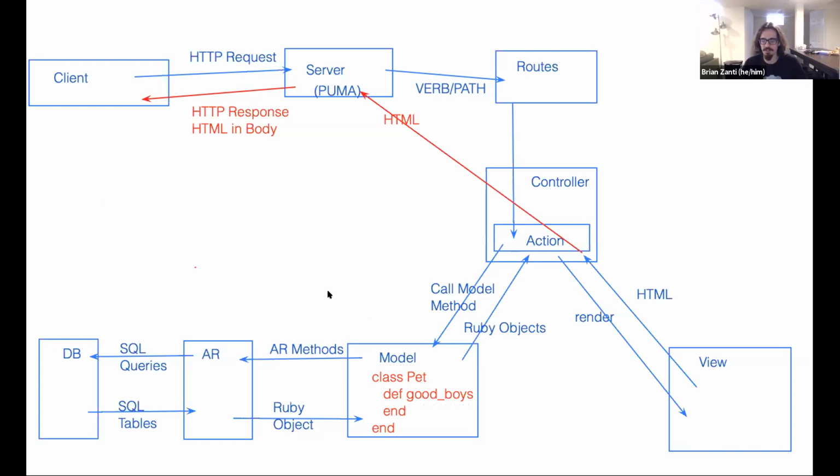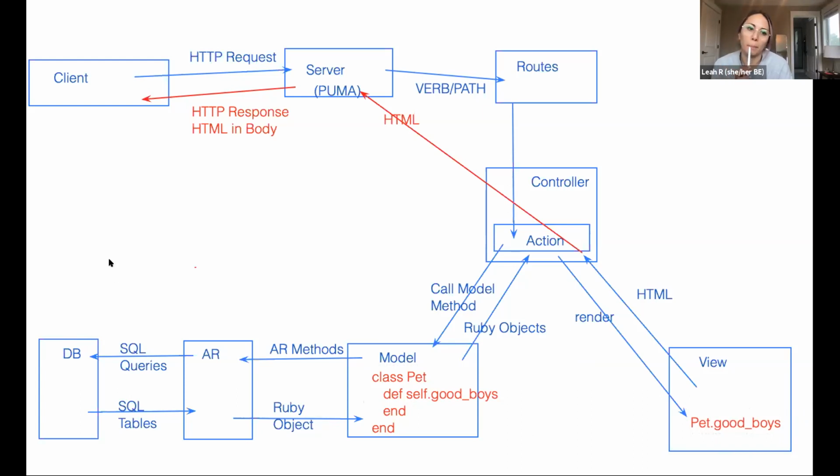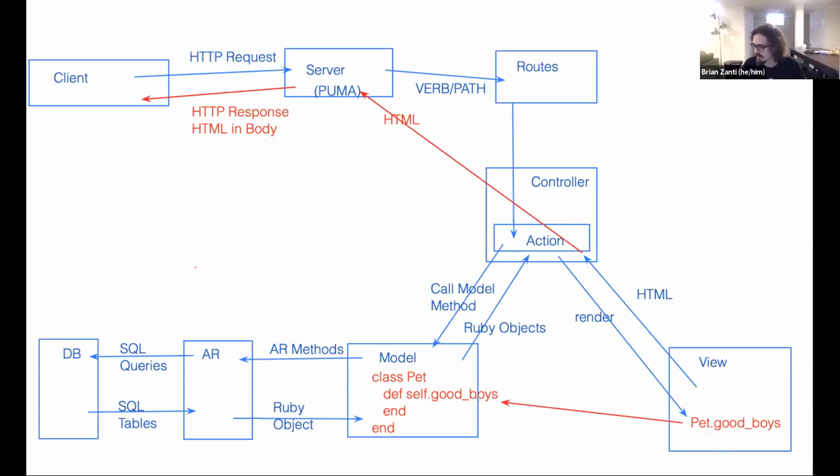Okay, so you can imagine this is our pet model, and inside this pet model, we have a method defined called good boys. There's no reason that I couldn't call, let's actually make this a class method as well, self dot... There's no reason in my view I couldn't have some method call like this that would actually call that method. And yes, you're right, Leah. That would then trigger this kind of interaction where we're calling directly upon the model method.